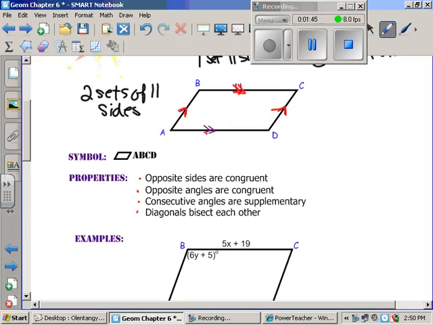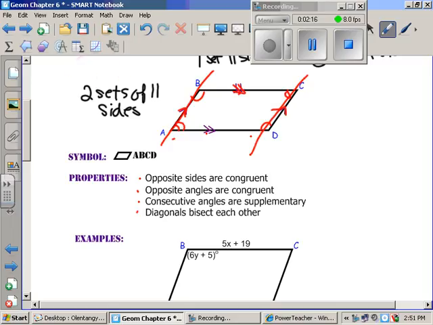Opposite angles are congruent. So like in this case, angle B and angle D are equal to each other, and angle A and angle C are equal to each other, okay? Two parallel lines cut by a transversal, right? And consecutive angles are supplementary because here, again, two parallel lines, here and here, these are same side interior. So consecutive angles are supplementary, makes sense.